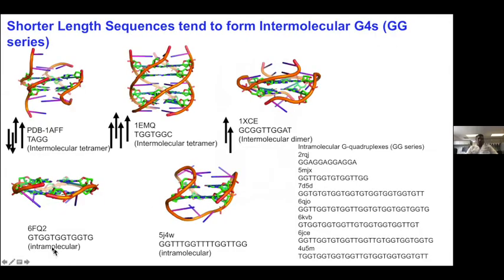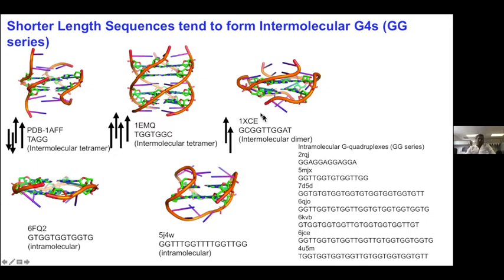To appreciate our structure better, I would like to quickly summarize some of the G4 structures that have been deposited in the PDB over the years. What you see here are G4 sequences with only two Gs in each stretch. You could have a short sequence such as TAGG that forms an intermolecular tetramer, with guanines forming the quartets I described in the previous slide. Or you could have more than two Gs and again form an intermolecular tetramer, where you get a G quadruplex formation between four strands.